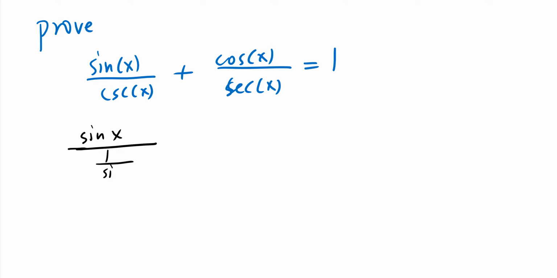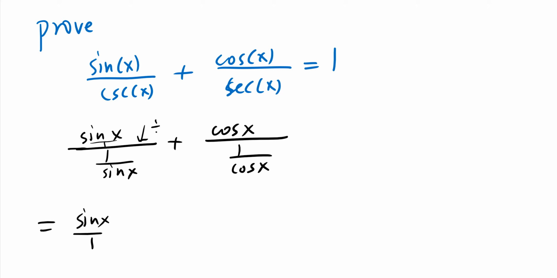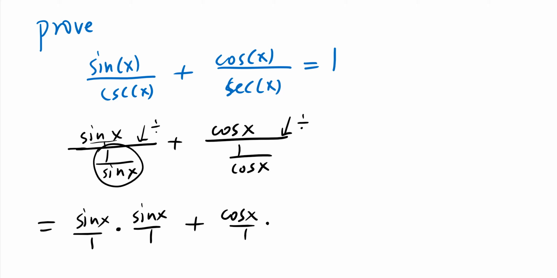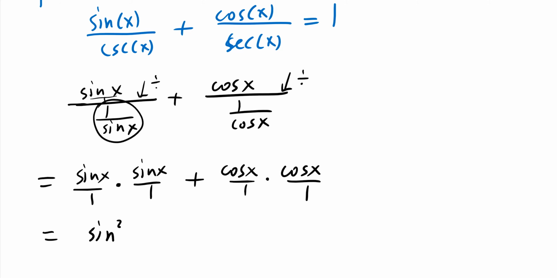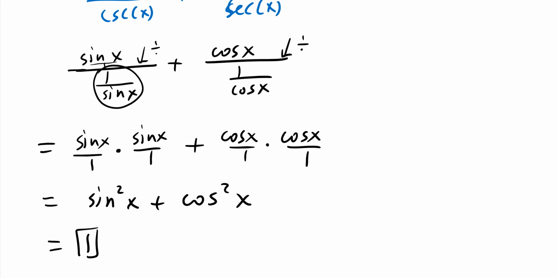So cosecant is 1 over sine, and secant is 1 over cosine. And this would equal, remember, this is over 1. This is the division sign. So sine x over 1. We switch the division to multiplication and flip the lower fraction. Plus, keep the cosine x over 1 the same. Switch division to multiplication and flip the fraction. So that's cosine x over 1. So what do we get in return? This is sine squared x plus cosine squared x. What is this? This is 1. And that gives me what I need. I needed to prove that this is 1.